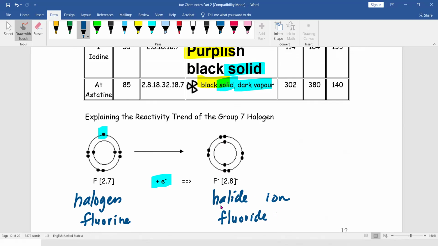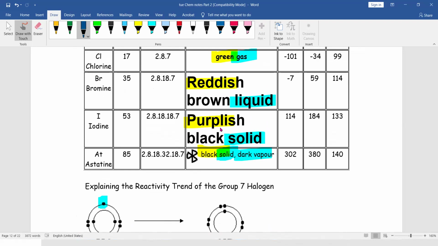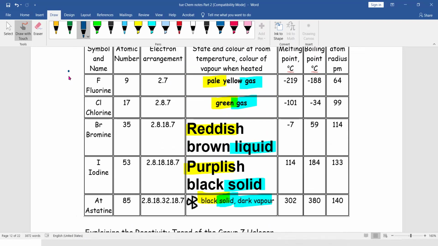So just now in group 1, going down is more reactive because they want to throw. But now going down is less reactive, because they want to throw or catch? Catch. So the bigger it is, the harder to catch. So it's less reactive going down the group. It's the opposite of group 1 because the size of the atom becomes bigger and bigger.